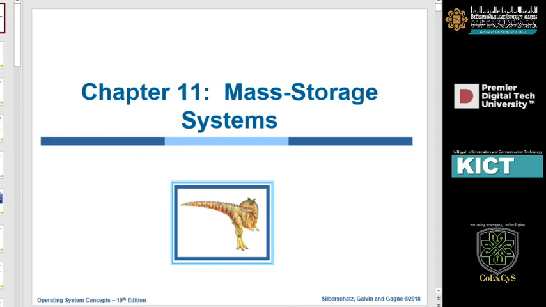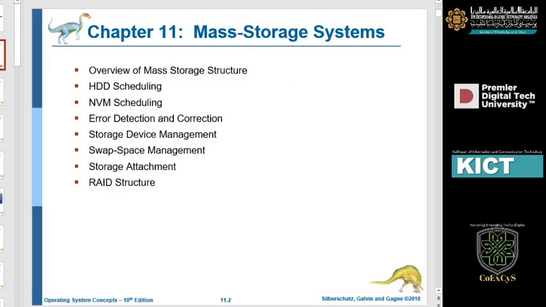And when we look into the mass storage area, there are a couple of things we're going to go through first, particularly an overview of the mass storage itself. We're talking about hard disks, etc. And then accessing the hard disk itself has scheduling algorithms, so we're going to talk about those scheduling algorithms.